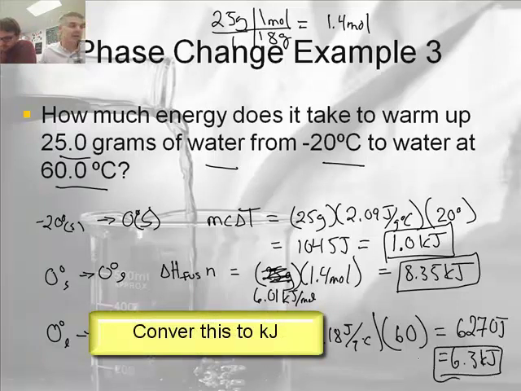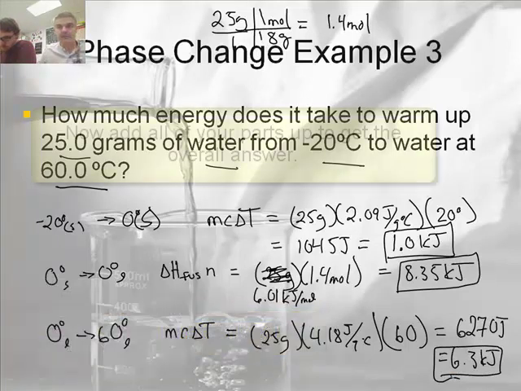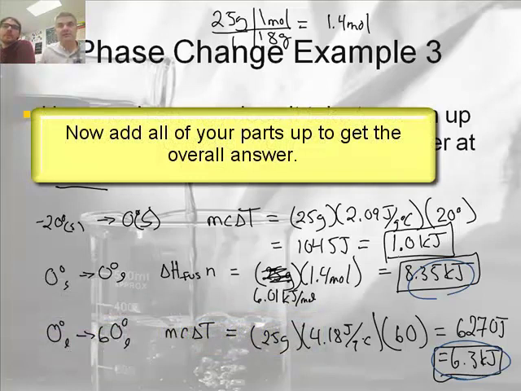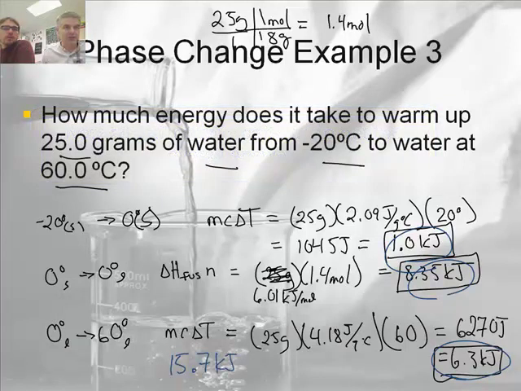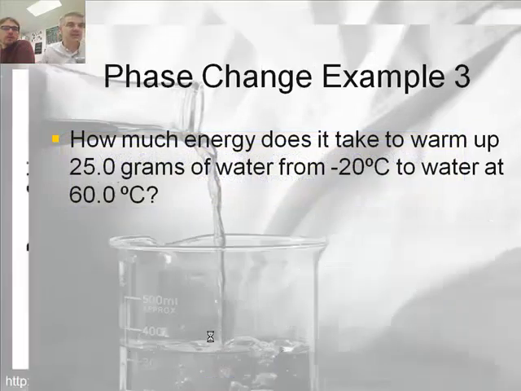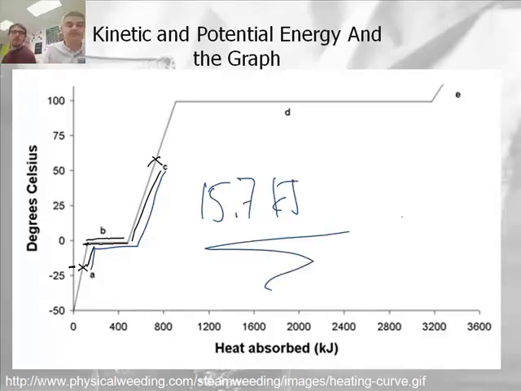Now I need to add my kilojoule numbers up. These three numbers here. And what do you get, Mr. Sams? 15.7. So the answer is the sum of them, 15.7 kilojoules. So that means to take 25 grams of water from here to here to here, it takes 15.7 kilojoules. Okay? All right.